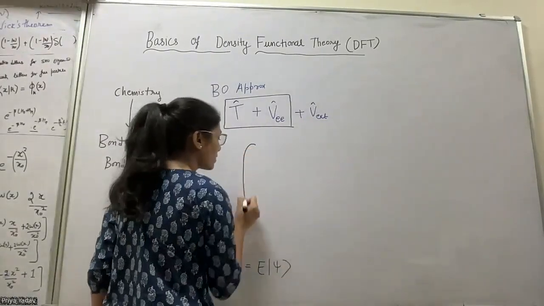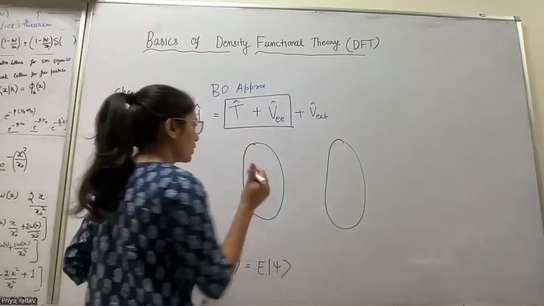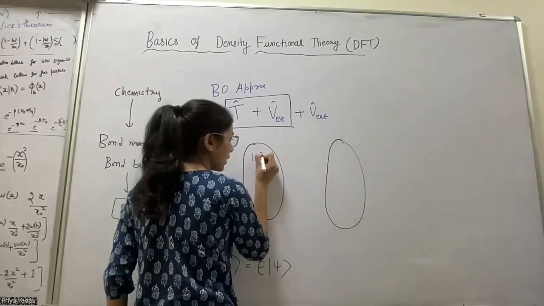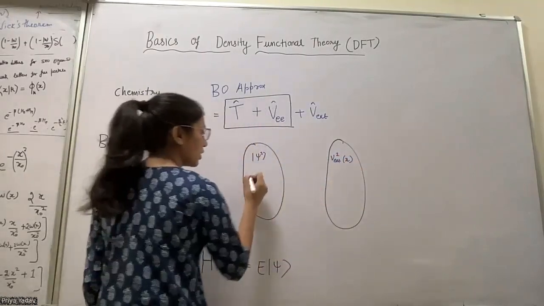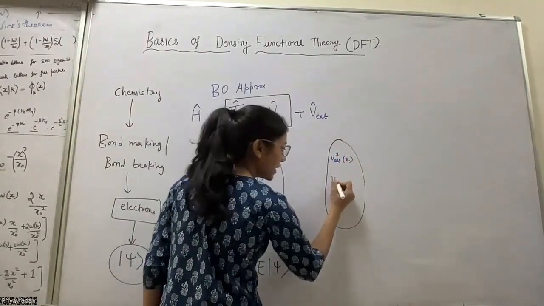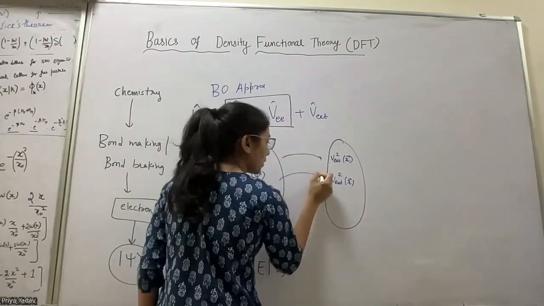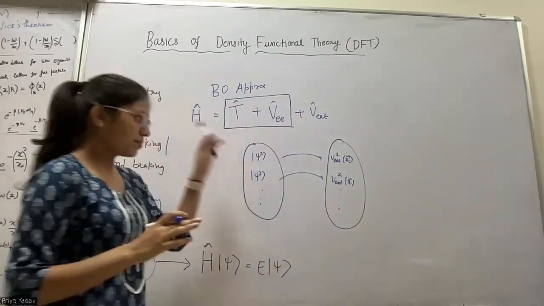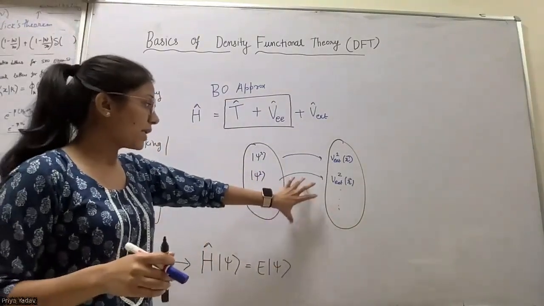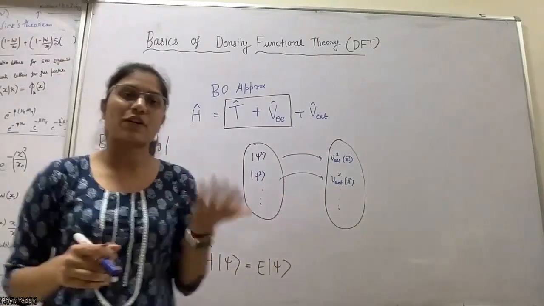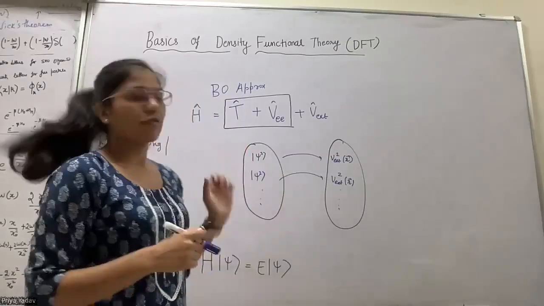So in quantum mechanics, there exists a one-to-one mapping: if I have psi1, then there is a V external 1. If I have psi2, then I will have a V external 2. So there exists this one-to-one mapping in quantum mechanics, and it was postulated. Now in density functional theory, what I want is to use density instead of wave function.